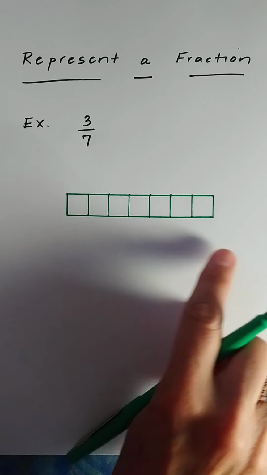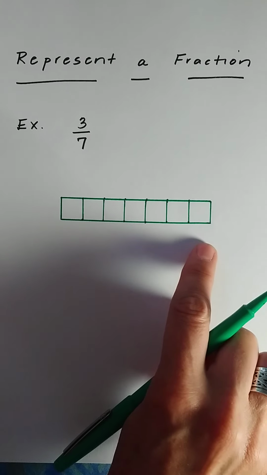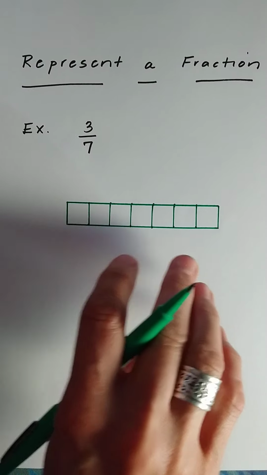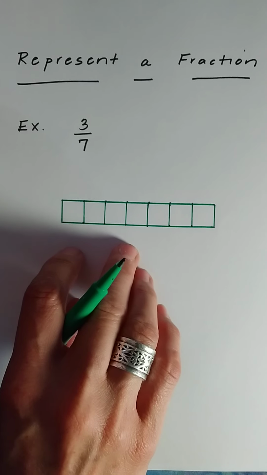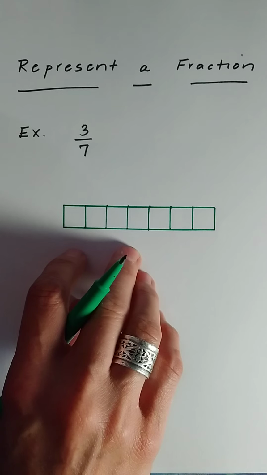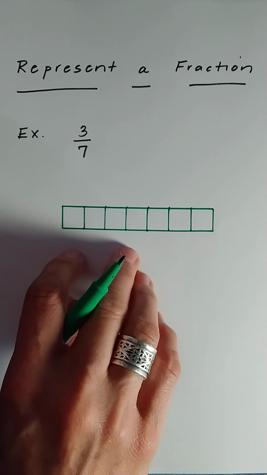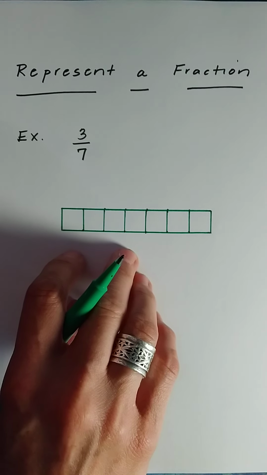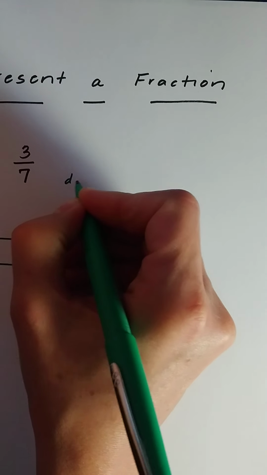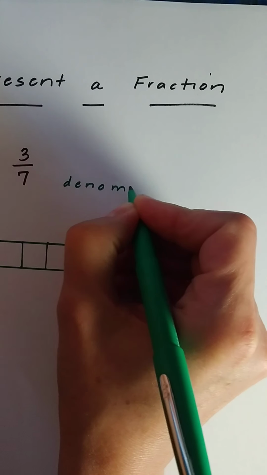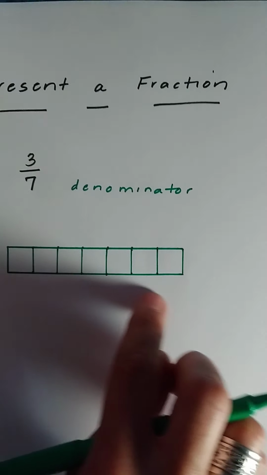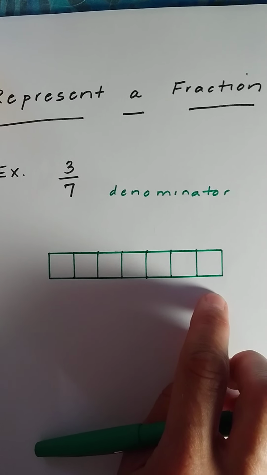When you represent fractions, all the parts need to be the same size, and so this is much easier to measure out. So before I started the video, I created 7 parts, and that is from the denominator. This fraction is about sevenths. So again, the vocabulary word is denominator. And that is why I drew 7.